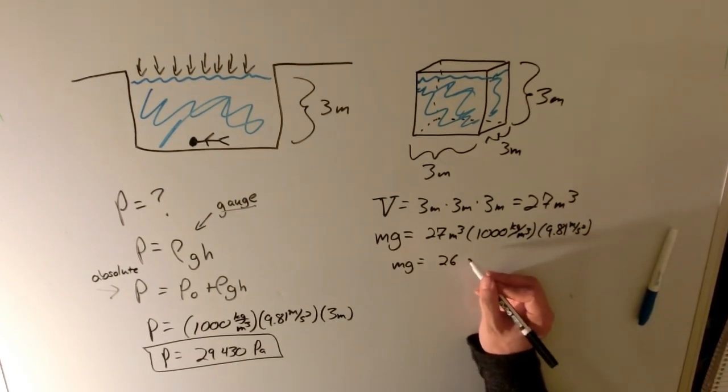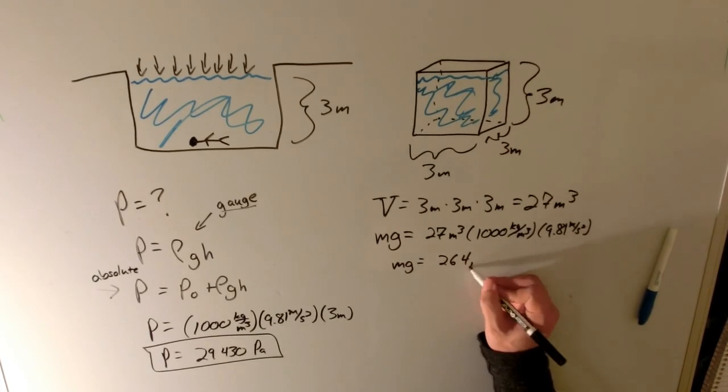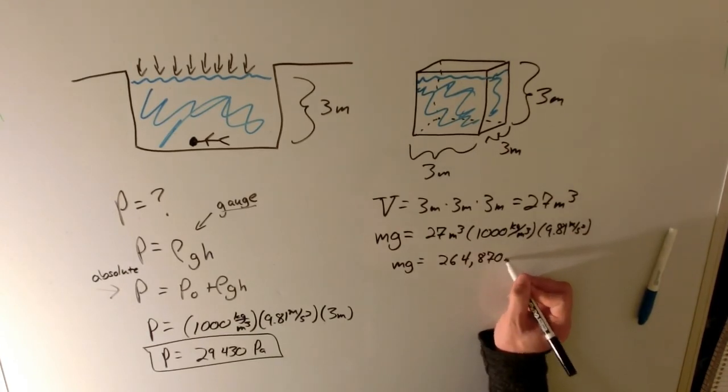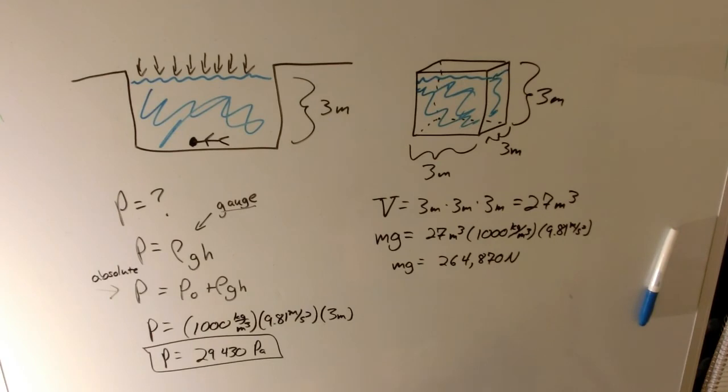let's see, 264,870 newtons. Turns out it's pretty heavy. 27 cubic meters of water is actually a lot of water.